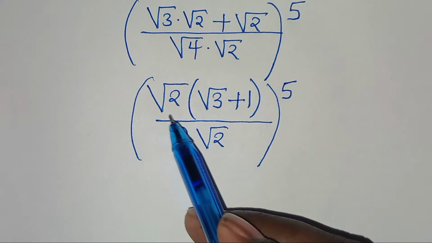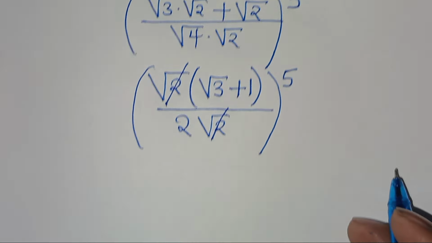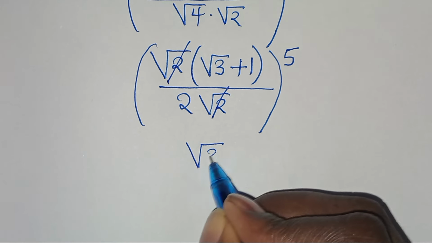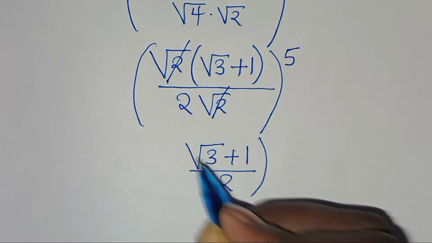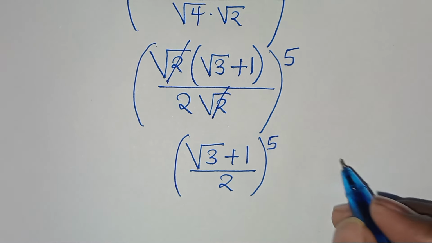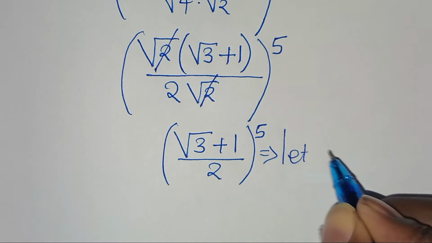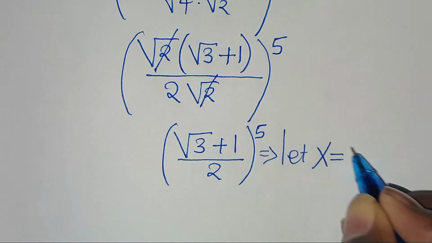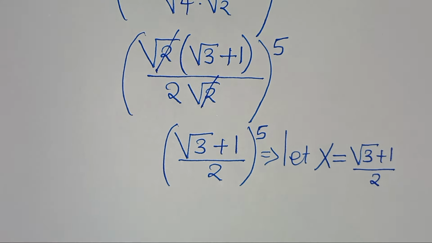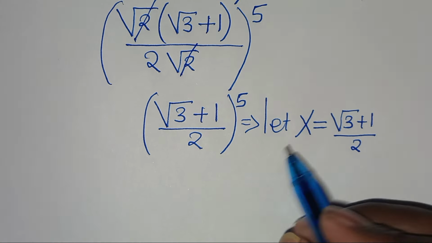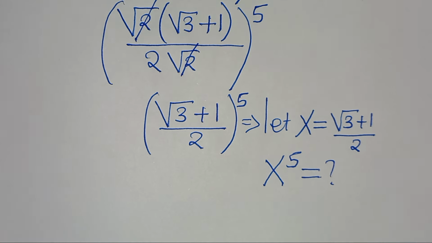So you can see that we have square root of 2 and square root of 2 here, so we can simplify. This means we have square root of 3 plus 1 divided by 2 raised to the power of 5. Now, the next step, we can let x be equal to square root of 3 plus 1 divided by 2. So the question is, what is the value of x to the power of 5?